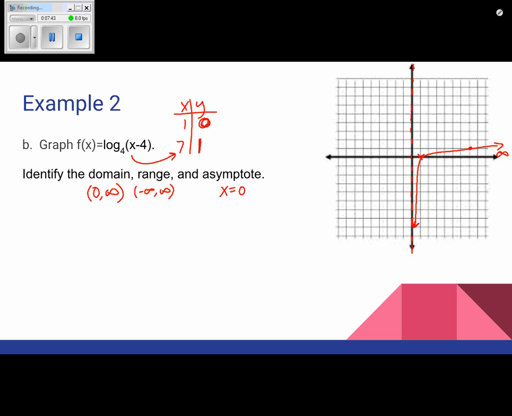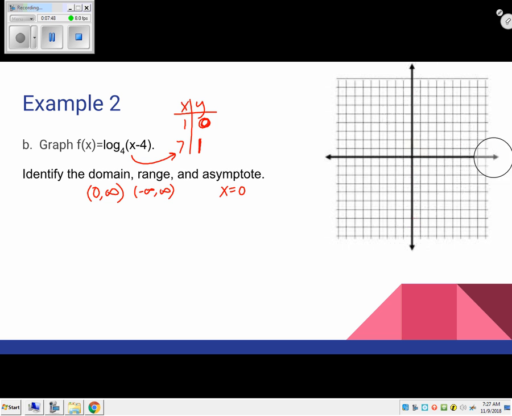So of course I'm going to throw a translation in here. We got to move this thing around. We're going to squish it. We're going to move it. We're going to reflect it, and do all that fun stuff.